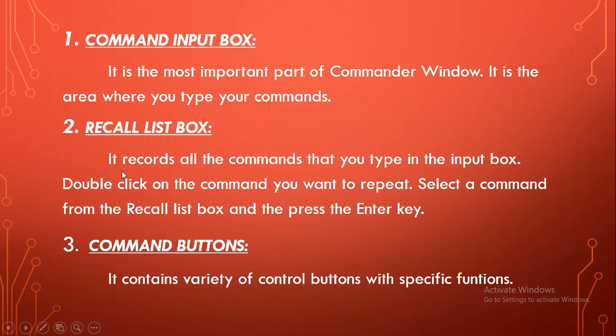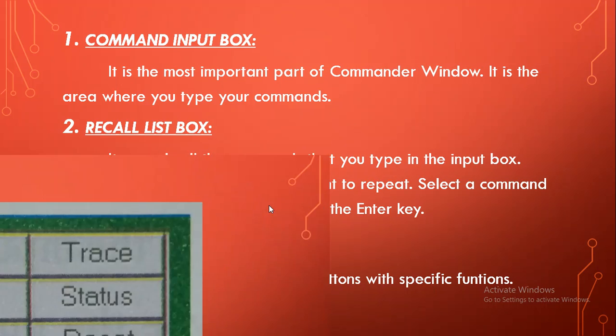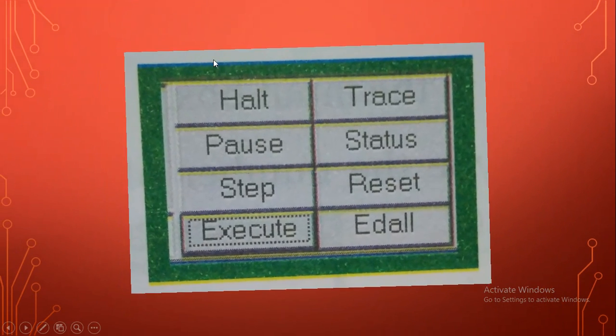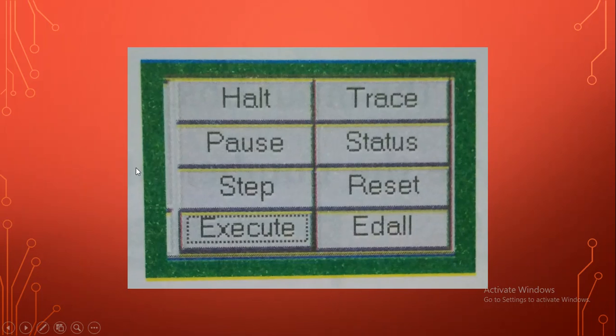Now what is the command button? It contains a variety of control buttons with specific functions which can be used by the user for performing any particular function. So these are the functions of the command input box, recall list box and command button. You can see these are the various command buttons: halt, trace, pause, status, step, reset, execute, idle.